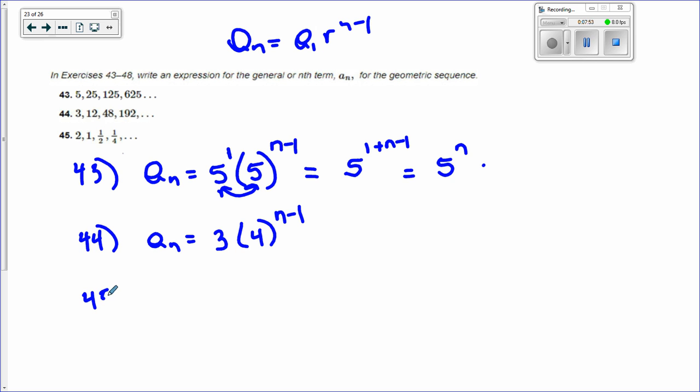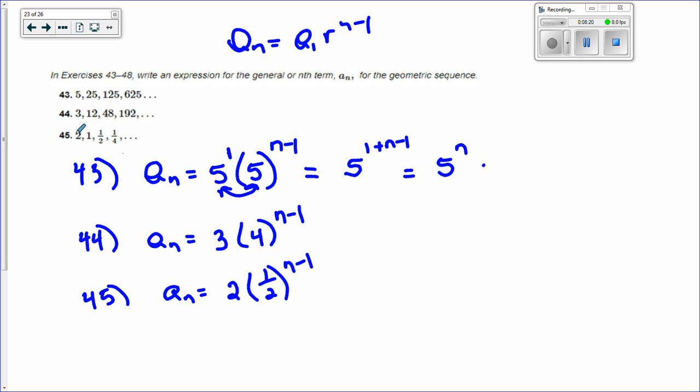Same thing with 45. So a sub n equals 2. Now, to find out what r is, you would just take 1 and divide by 2. Okay, so then it's 1/2 to the n minus 1. If you weren't sure what happened, how did 2 go to 1/2? It got divided by 2, but that means it's multiplied by 1/2. So you just take the second one and divide it by the first.